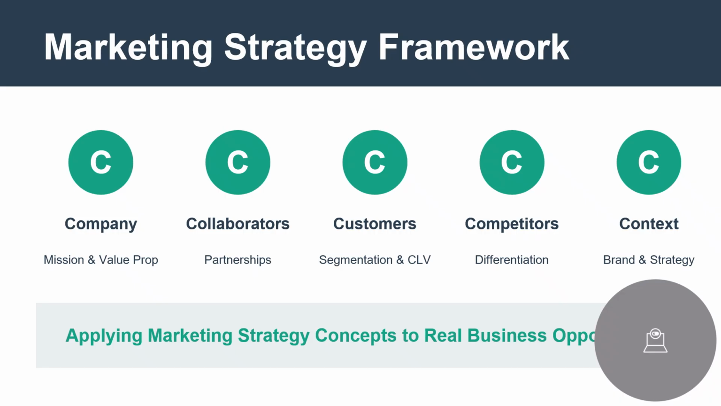Next, we'll analyze our customers and how we segment the market, who we're targeting, and the lifetime value potential. Then competitors, understanding the competitive landscape and how we differentiate. Finally, we'll explore the broader context, our brand position, go-to-market strategy, and innovation opportunities. The comprehensive analysis demonstrates how these frameworks work together to create an effective marketing strategy. So let's begin with the company itself.